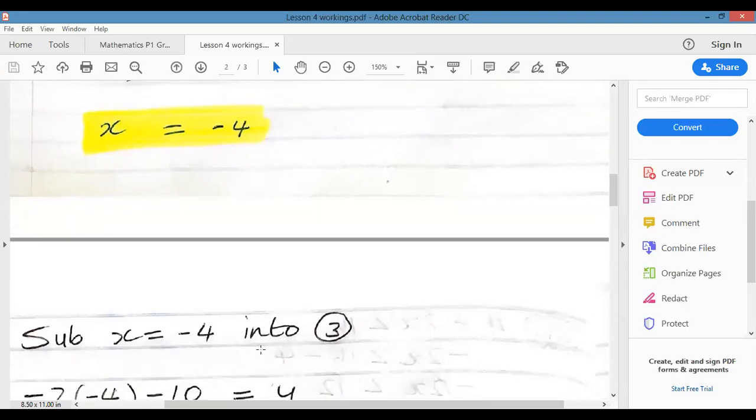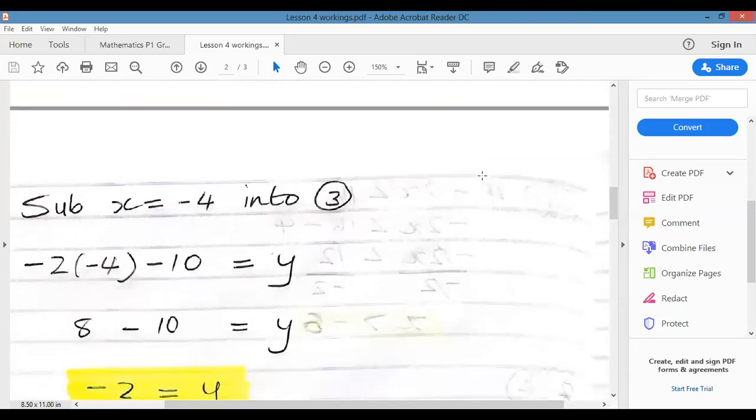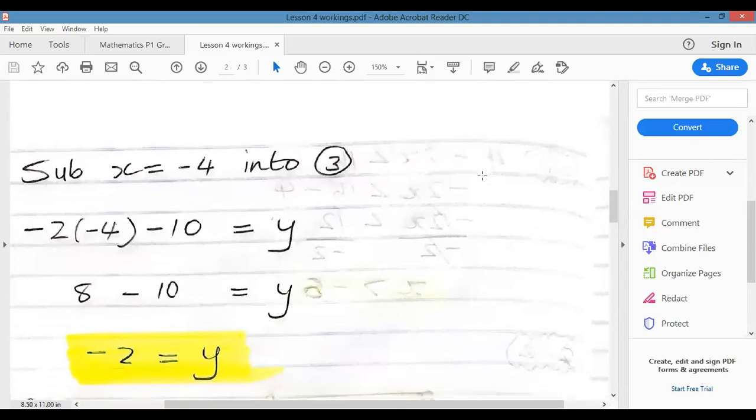Now we need to solve for y. Does it make sense? If you want to solve for y, it's easy because now you've got x. So if we are solving for y now, you must substitute x is equal to negative 4 into equation 3. So now you've got negative 2, and where there is x, you must put negative 4, minus 10 is equal to y. We know that negative 2 times negative 4, a negative times a negative, is a positive, so it's 8 minus 10 is equal to y. Therefore, 8 minus 10 is always negative 2.